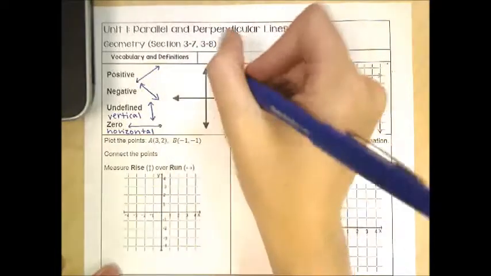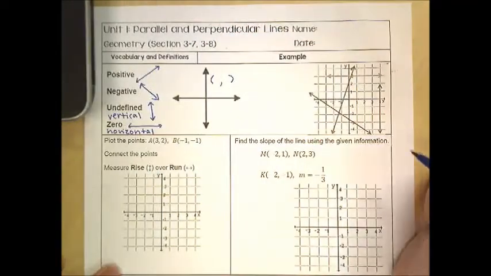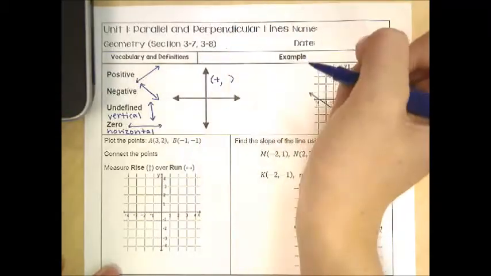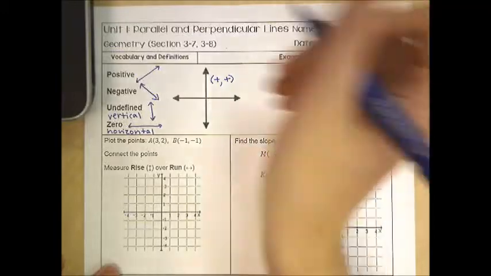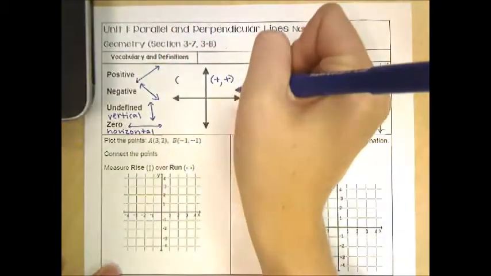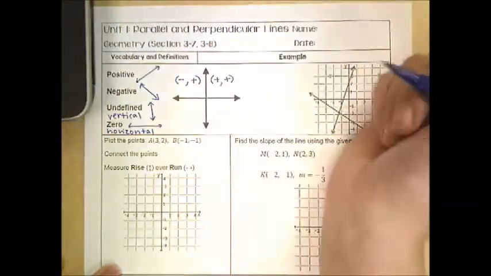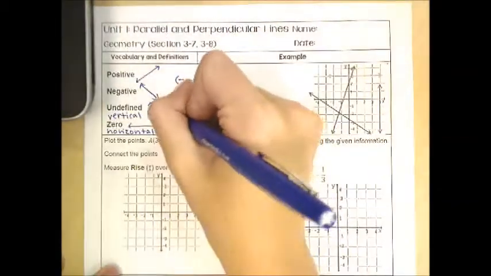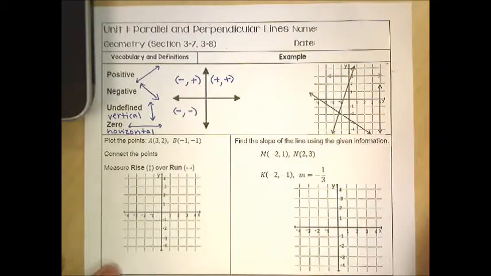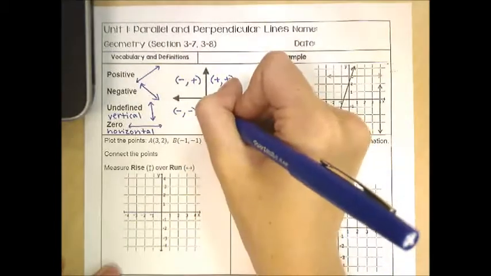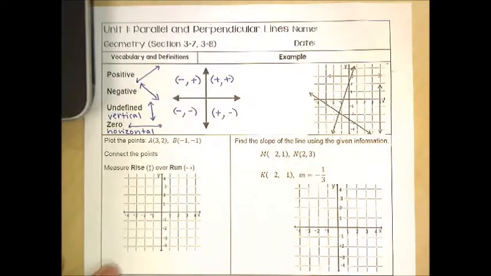And again, to remind ourselves of the coordinates in each quadrant, let's look at quadrant 1 here. Our x values are always positive in quadrant 1, as well as our y values. If I move to quadrant 2, my x value is negative, and my y value is positive. In quadrant 3, both the x and y values are negative. And then in quadrant 4, our x value is positive, and our y value is negative.